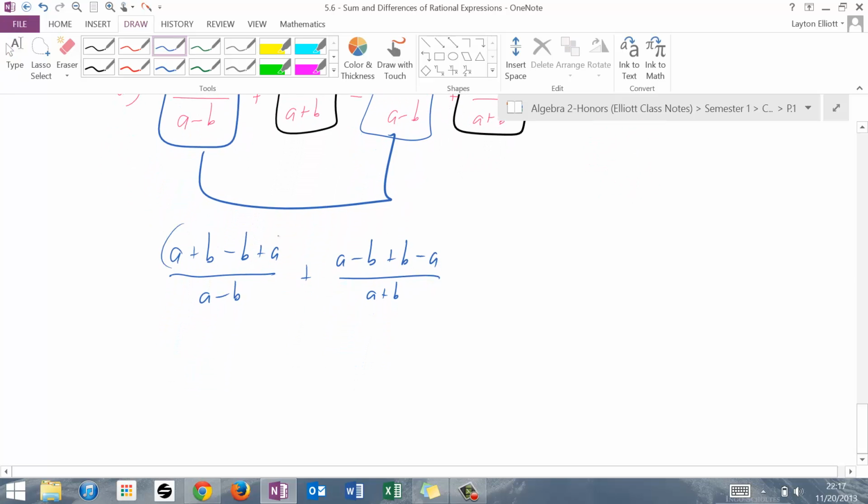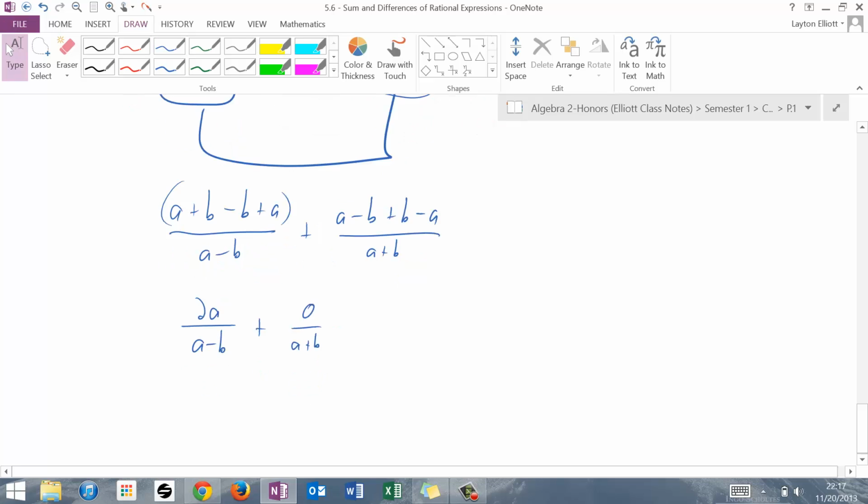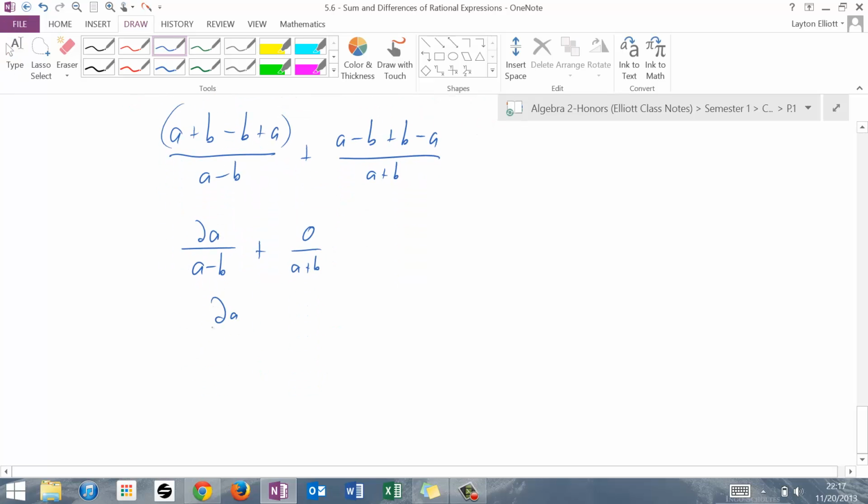Okay, let's combine like terms in the first one. The b minus b is going to cancel, and I'm going to get 2a over a minus b. And for the second one, I'm going to get actually 0 over a plus b, which is just 0. So my final simplified result is 2a over a minus b.